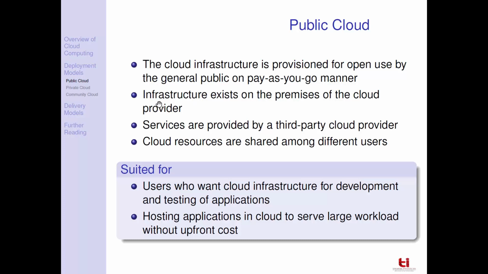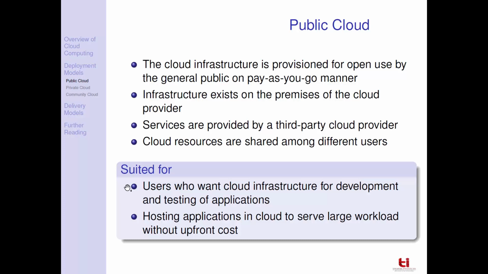So if you look at this infrastructure, it exists on the premises of the third-party cloud provider. The infrastructure exists with the cloud provider, services are provided by that cloud provider, and the cloud resources are shared among all the users. Therefore, it is economical. Some examples of cloud providers offering a public cloud are Amazon Web Services and Microsoft Azure.